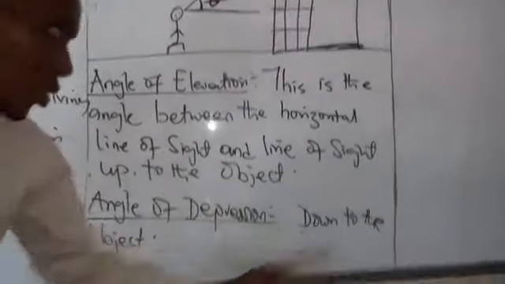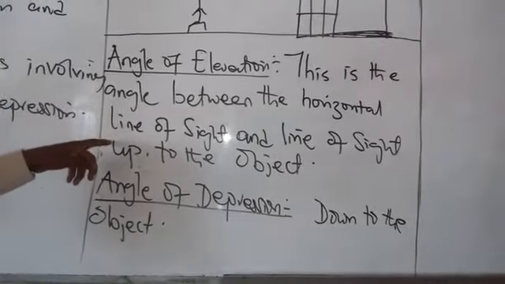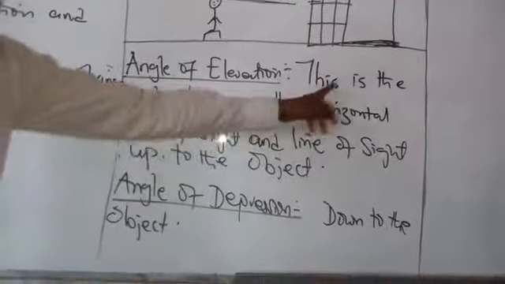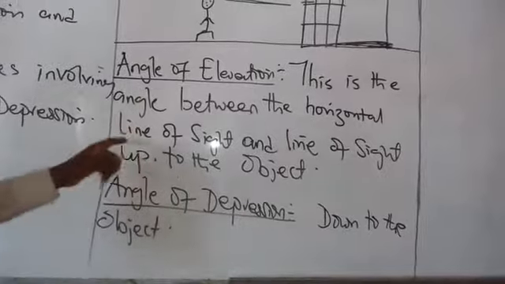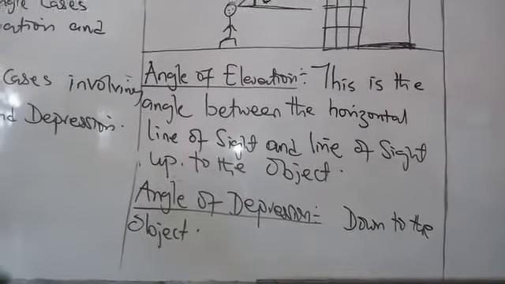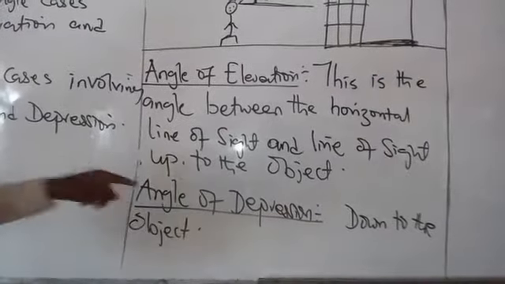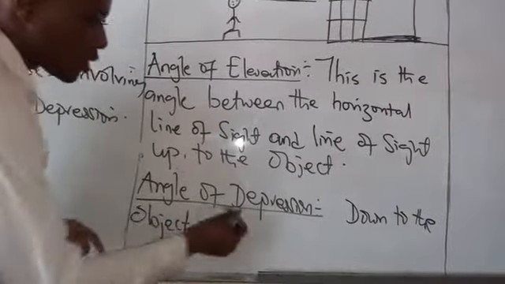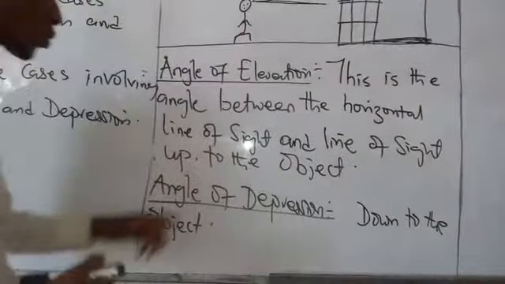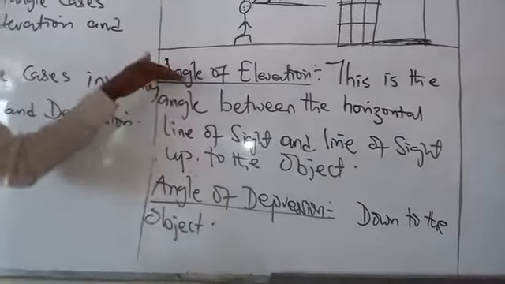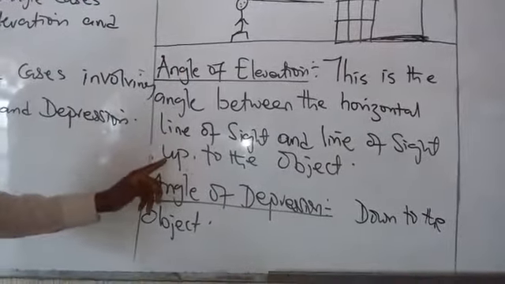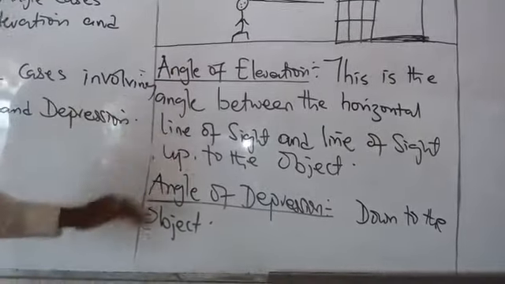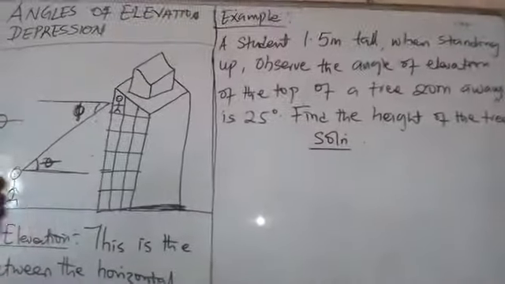So angle of depression, if we restate this, is the angle between the horizontal line of sight and the line of sight down to the object. That is for the depression, down to the object. So this one uses up. The difference between this one and this one is that angle of elevation is for up, angle of depression is for down. Let us solve one question.